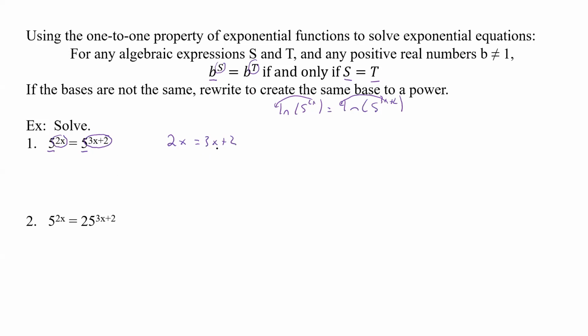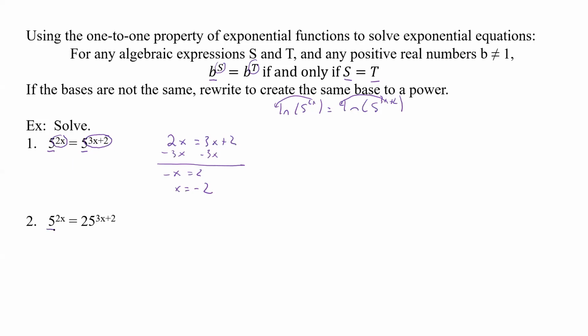And now we just simplify here. So let's subtract 3x. And so minus x equals 2, or x is equal to negative 2. Okay. And so that gives us the solution to this equation of exponential powers here.